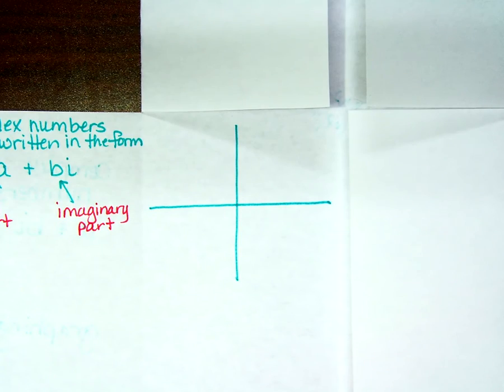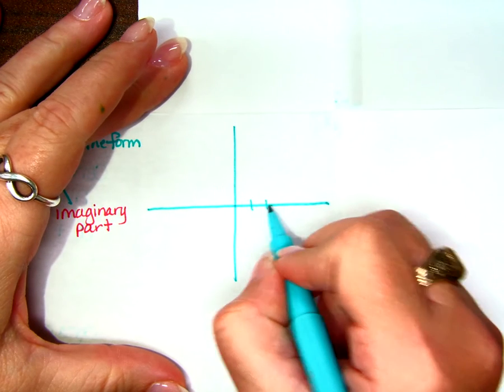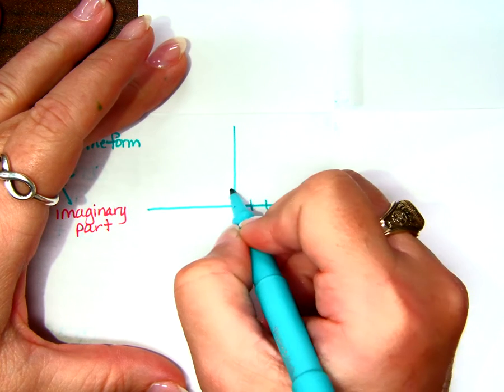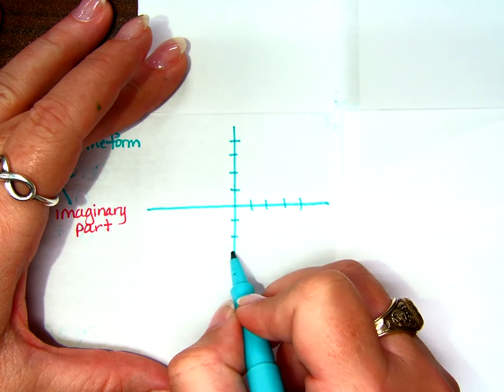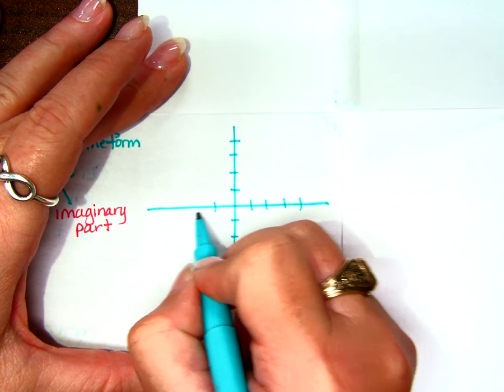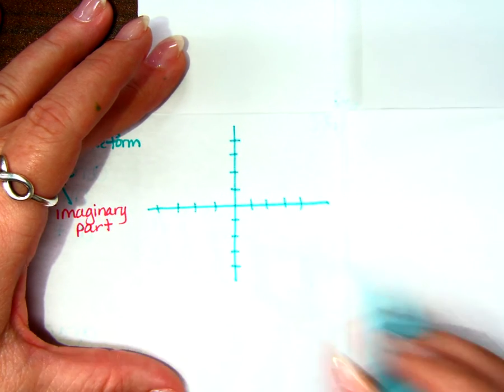What do you think we're talking about now? Graphing. Okay, excellent. 1, 2, 3, 4. 1, 2, 3, 4.